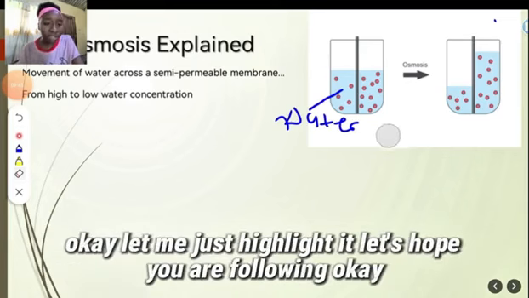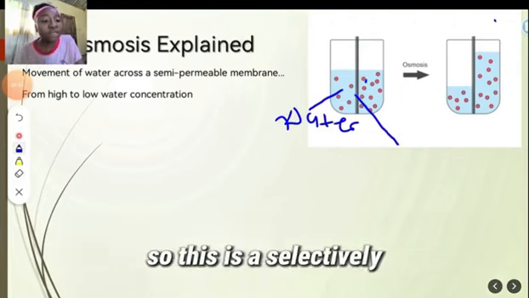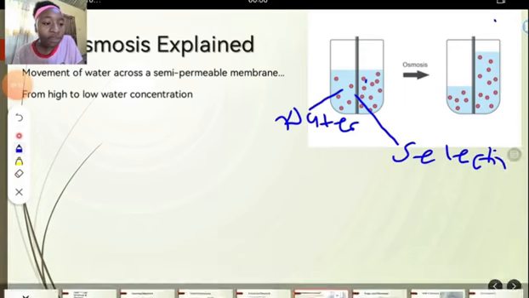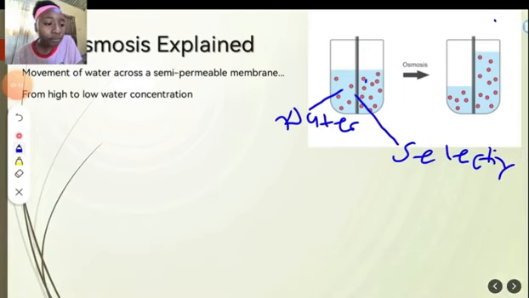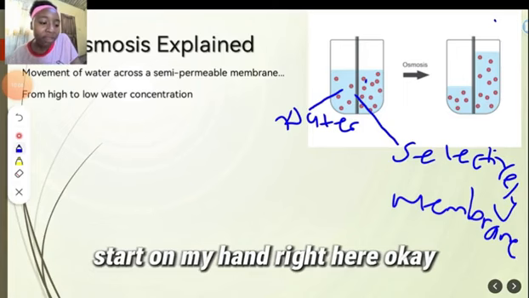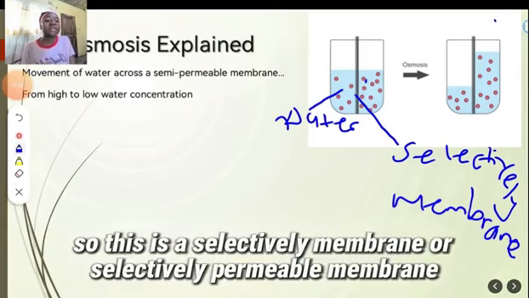Okay, let me just highlight it. Let's hope you are following. Okay, so this is the selectively membrane. Pardon my handwriting. Okay. So this is a selectively membrane or selectively permeable membrane.